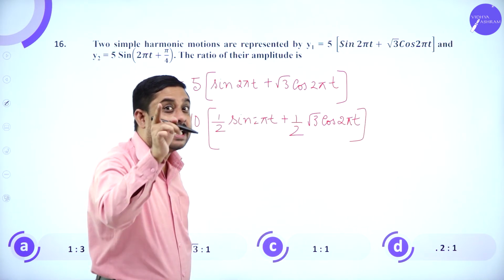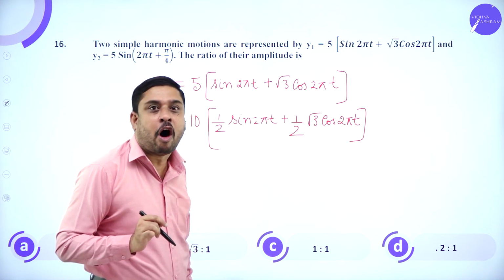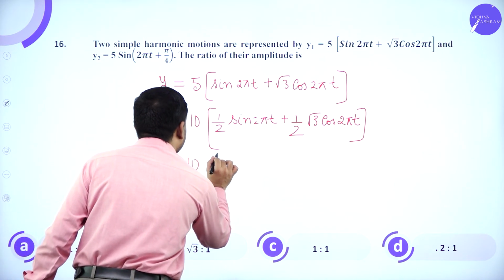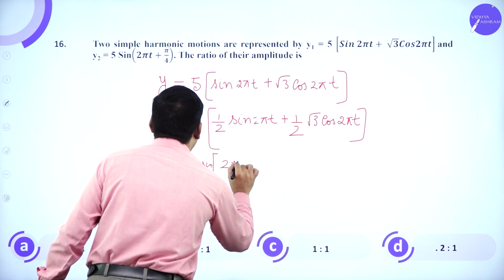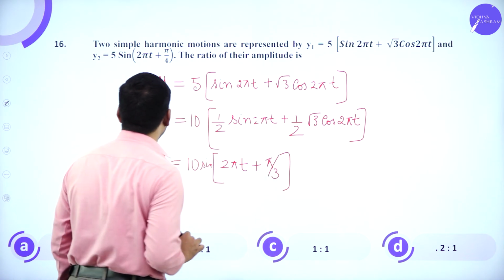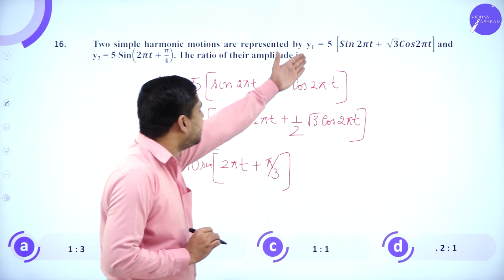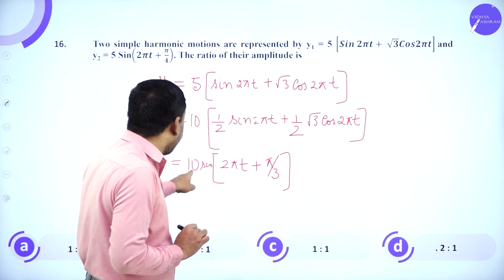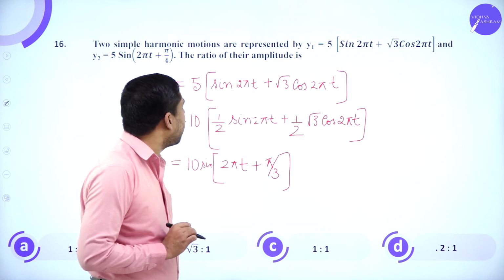On simplification, this is your mental ability. You have to reduce this to the form sin (A plus B). I'll give you the final equation. So this turns out to be 10 sin (2 pi t plus pi by 3). Now you assume they are of the same form. So y1 is 10 now, or a1 is 10, a2 is 5.